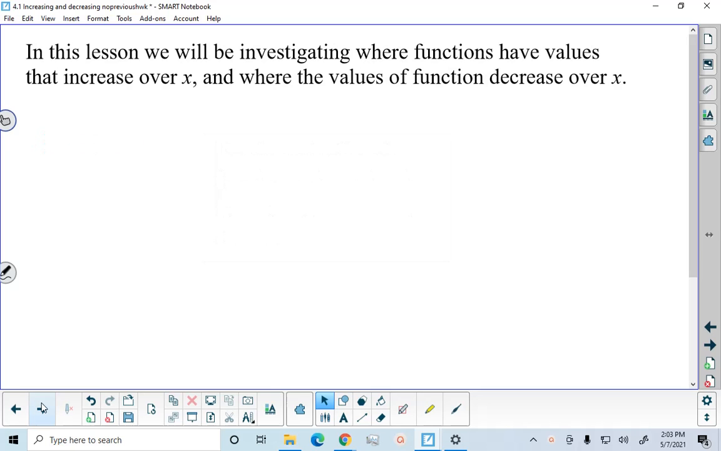Well, what we're going to be doing is looking at figuring out where functions have values. Now, just a second. Function is another word for y. So when I talk about a value of a function, I'm talking about the y coordinate of the function. So in this lesson, we're going to be looking at where functions have values that increase over an interval. In other words, where does the y coordinate get bigger? And also at where the value of the function decreases, so where the y coordinates decrease.